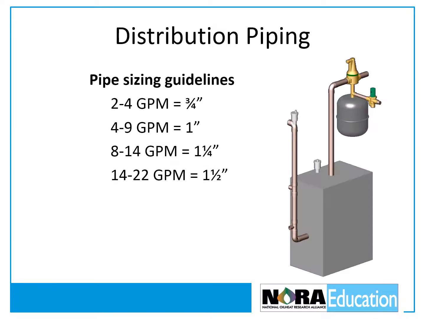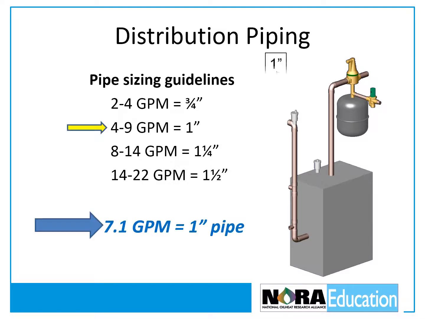The rules of thumb for pipe sizing are: for 2 to 4 gallons per minute, you will need a 3/4 inch pipe. For 4 to 9 gallons per minute, you'll need a 1 inch pipe. For 8 to 14 gallons per minute, you'll need 1 1/4 inch pipe. And for 14 to 22 gallons per minute, you will need a 1 1/2 inch pipe. And since 7.1 gallons per minute is required in our example, a 1 inch pipe will suffice for this application.